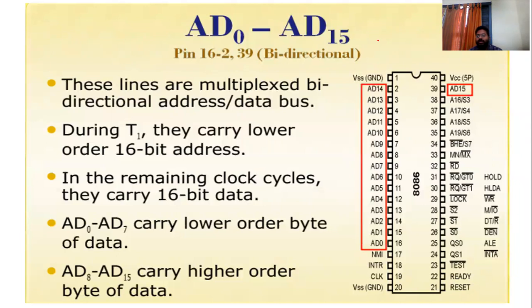Now see this pin description. In the last class we completed the pins AD0 to AD15 and A16 to A19. You can also consider A16/S3 to A19/S7. These are bidirectional lines. These are the AD0 to AD15 lines, where A stands for address.